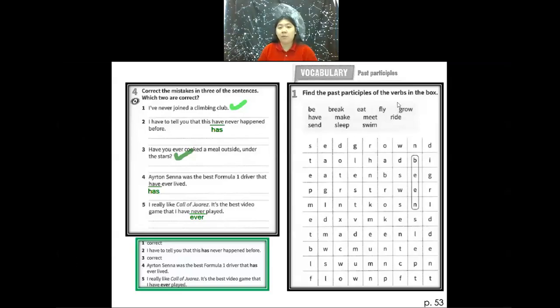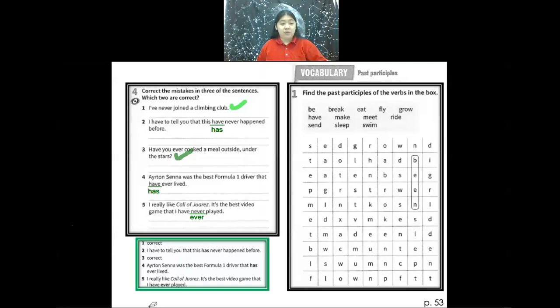Vocabulary, past participles. Now we need to find the past participles of the verbs in the box. So again, we need to change these into their past participle forms and find them in this puzzle here. If you have trouble finding them or you haven't finished finding them, you can pause the video first and try this part. If not, I'll just continue and we'll check the answers together.